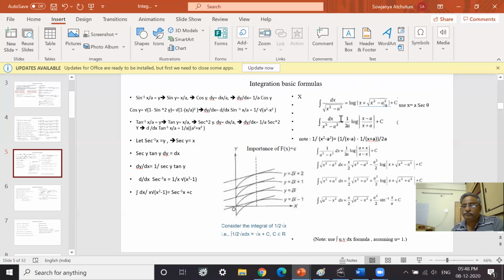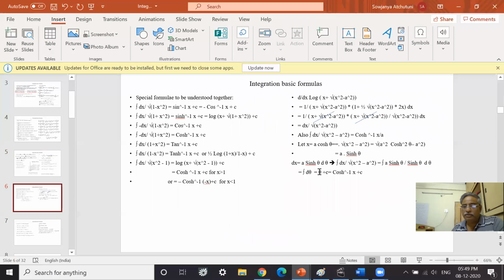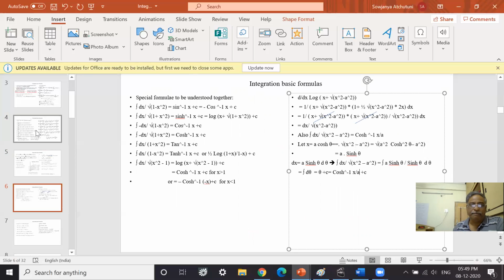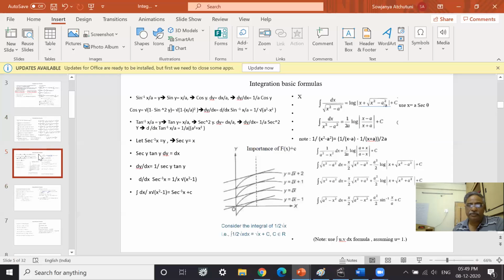Now here, dx by root of x square minus a square, theta is cosh inverse x by a, because a comes this way. So we got log of x plus square root of x square minus a square, for dx by square root of x square minus a square.